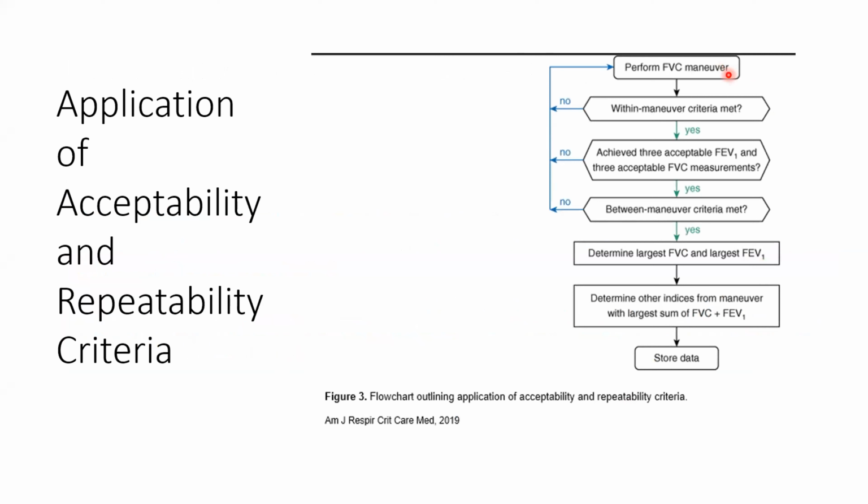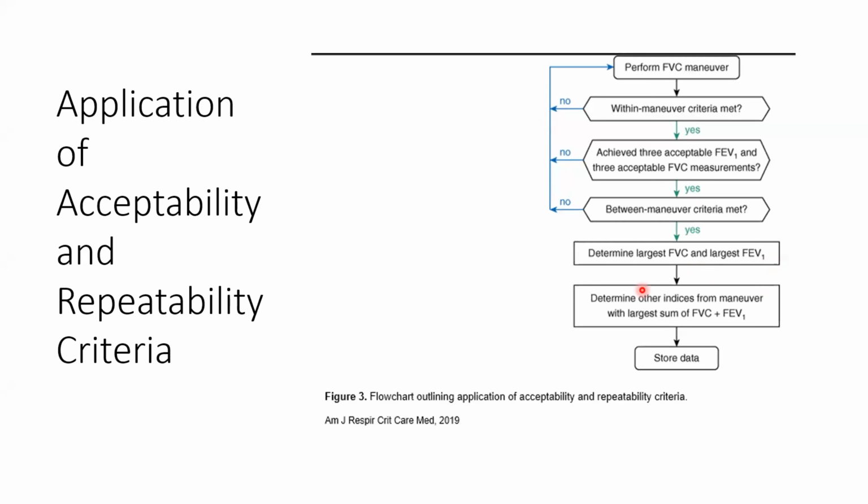Did you perform the maneuver? Okay. Within maneuver criteria met? Did you meet that within maneuver? Yes. Did you achieve 3 acceptable FEV1s and 3 acceptable FVC maneuvers? And between maneuver criteria are met, are they within 150 for those over 6 years old? Then we determine the largest FVC and report that from any maneuver. We report the largest FEV1 from any maneuver. They do not need to be from the same maneuver.